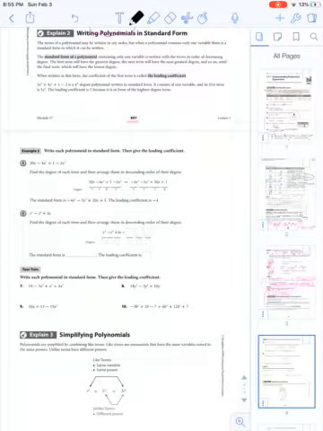So continuing on, writing polynomials in standard form. Okay, so we're going to look at the standard form of a polynomial containing only one variable, which is written with the terms in order of decreasing degree. The first term will have the greatest degree, the next term will have the next greatest degree, and so on until the final term, which will have the lowest degree.